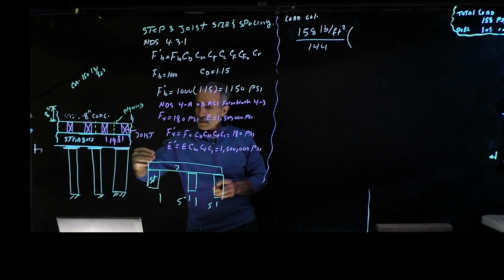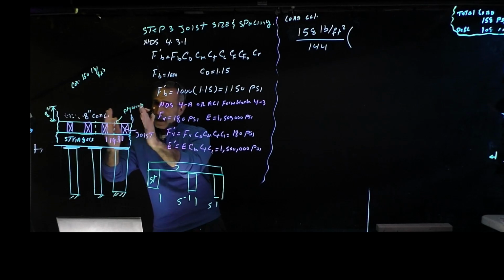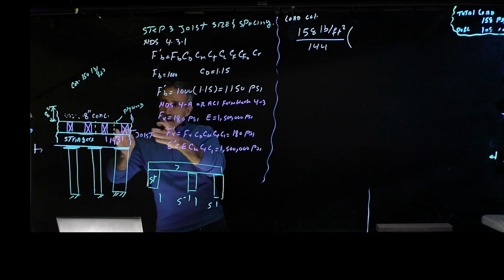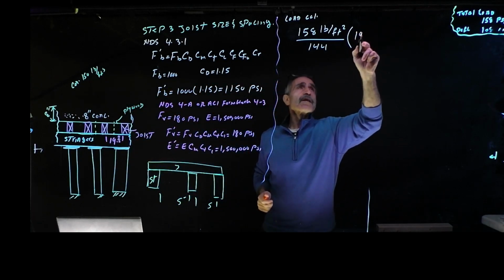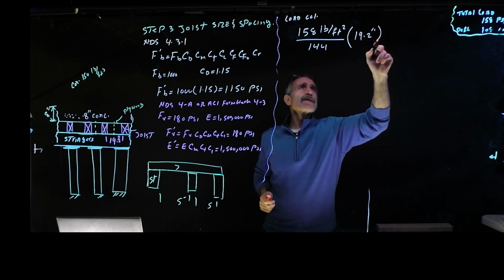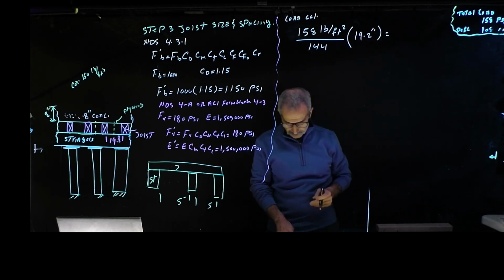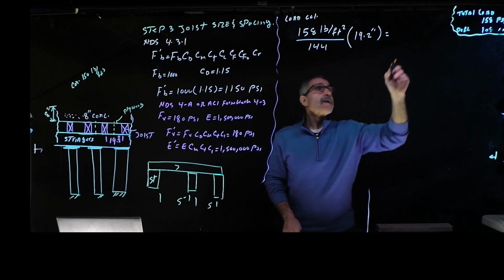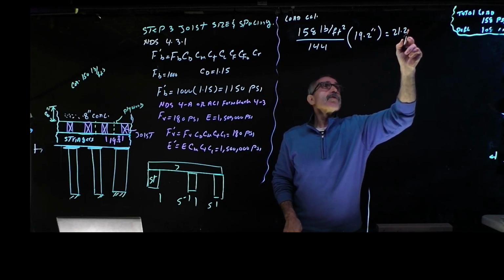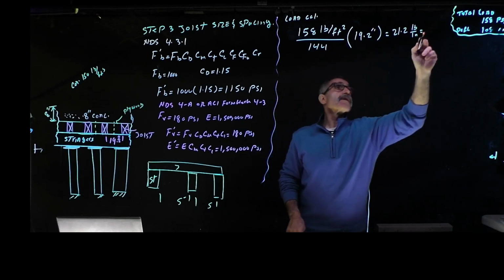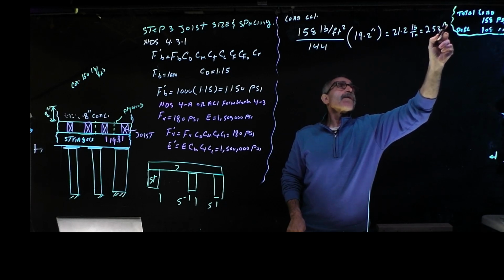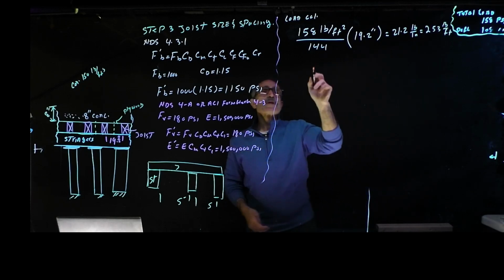Remember, take a look at this beam, which is going this way. This beam has that much concrete on top of it. And so now you want to find out what is the load in pounds per foot. So we're going to multiply by the tributary width, which is 19.2 inches, and that's going to come out to 21.2 pounds per inch, or the same as 253 pounds per foot. That's for strength.